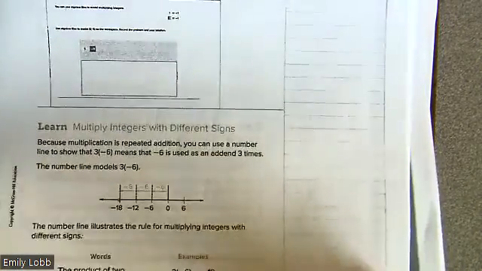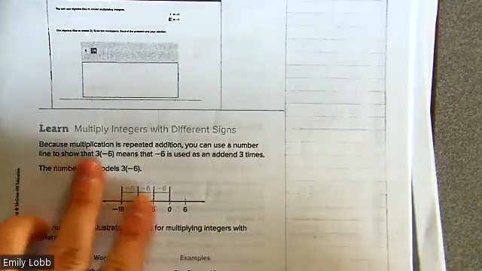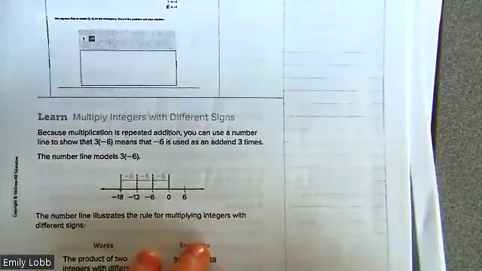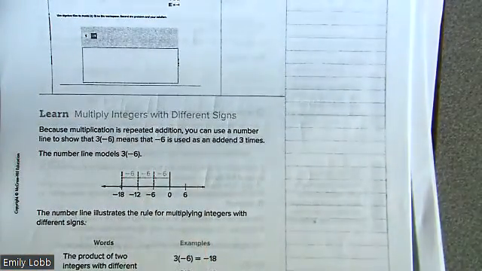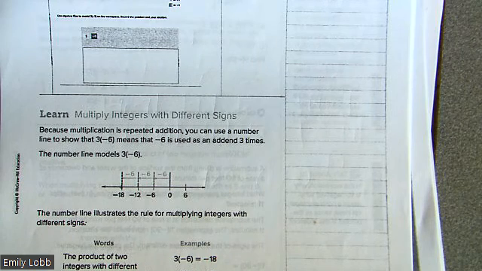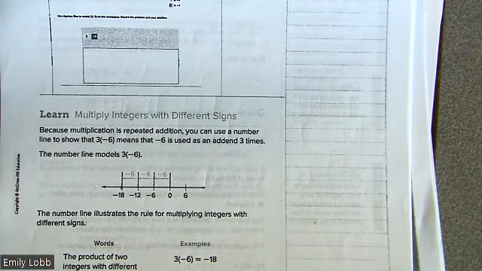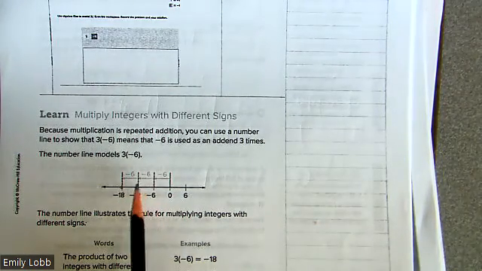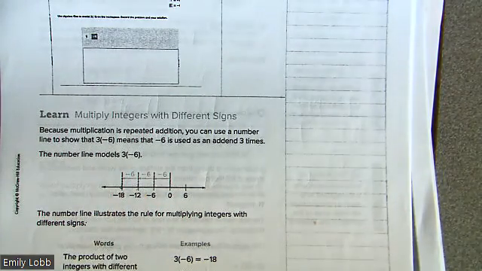Because right here on page 149, it says, learn multiply integers with different signs. Because multiplication is repeated addition, you could use a number line to show that 3 times -6 means that -6 is added 3 times. So -6 this way, then -6, then -6. All right. But we can also just multiply.